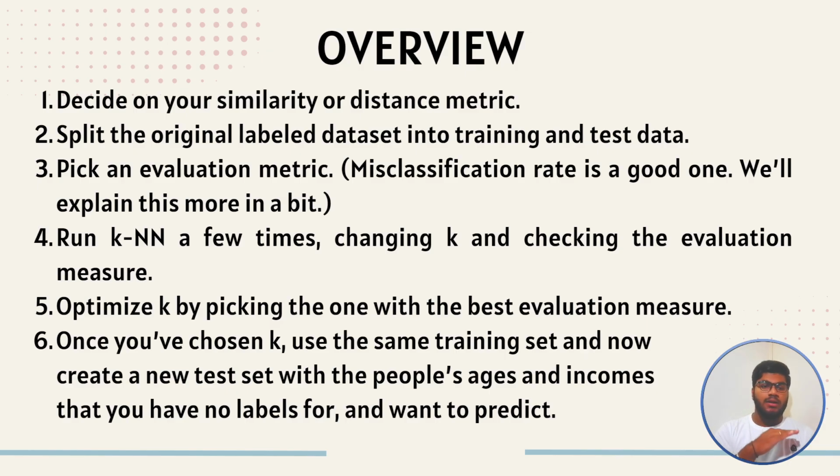Run the KNN a few times, changing the K and checking the evaluation measure. Optimize K by picking the one with the best evaluation measure. And once you have chosen K, use the same training set and create a new test set with the people's ages and incomes that you have no labels for and want to predict. So these are the steps which we are going to use in the KNN process.